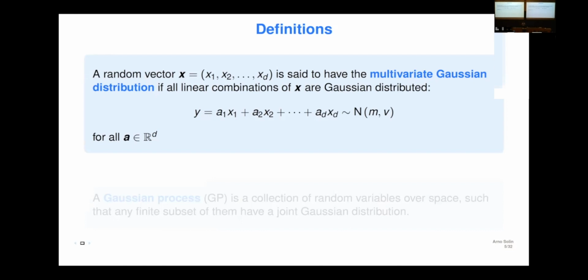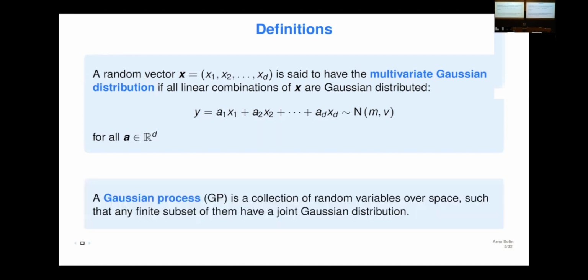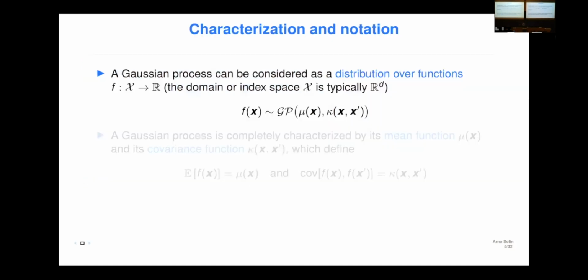So you all know, hopefully, what a multivariate Gaussian distribution is. And now if we try to define a GP, a Gaussian process is a collection of random variables over some input space, such that any finite subset of them have a joint Gaussian distribution. Great. Now I've told you what a GP is. But maybe we could try to put this in more concrete terms.